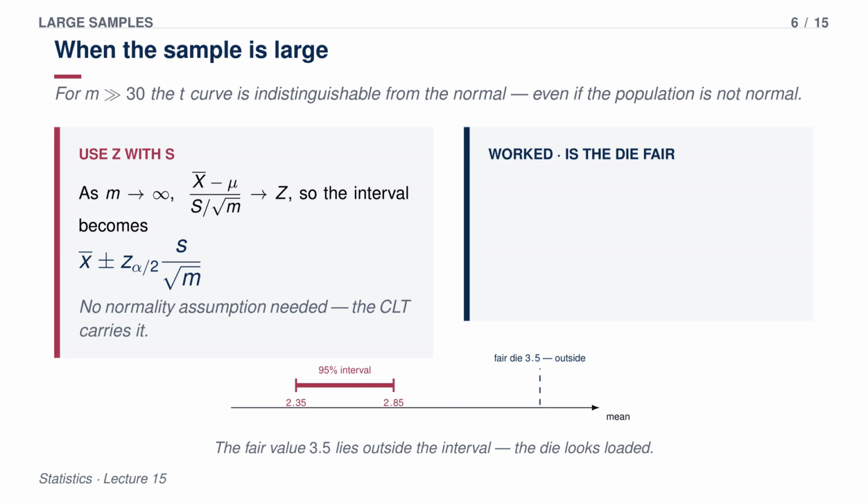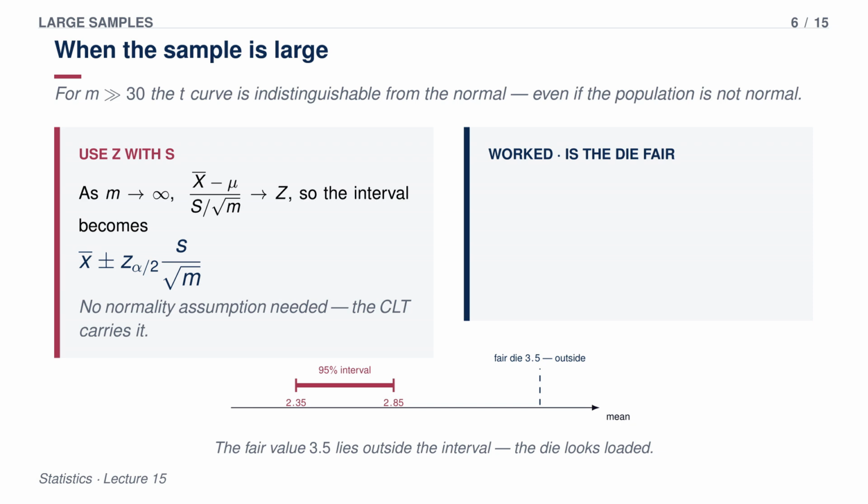Now, a shortcut for big samples. Once m is comfortably past 30, the t-curve is basically indistinguishable from the normal. So we just use z with s, and we can even drop the normal population assumption because the central limit theorem carries it. Let's test a die.